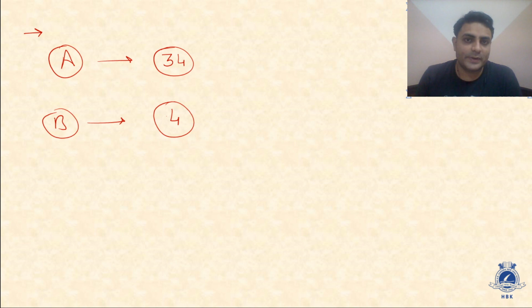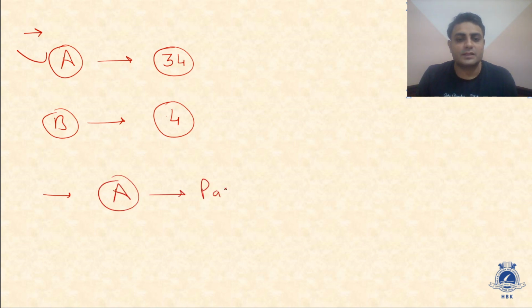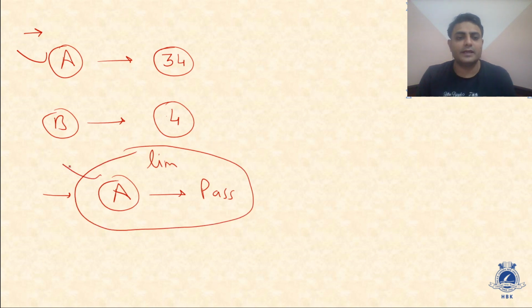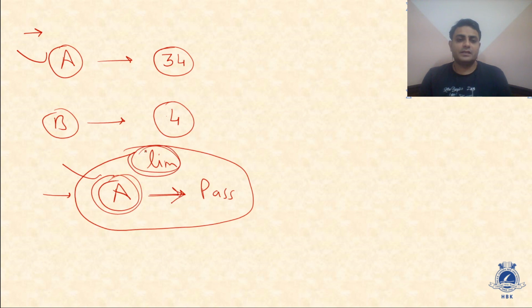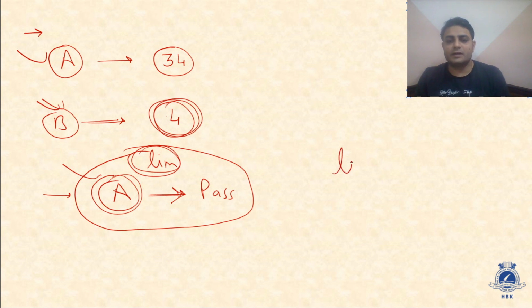But in order to maintain his dignity, student A can say, I tend to pass, or we can say student A tends to pass, and you have to write limit. This will mean that student A is very near to passing, but the limit is he is not getting passed. So this is exactly what the symbol says. We cannot say that B tends to pass. B is getting 4 marks, but we cannot write in this case limit B tends to pass.